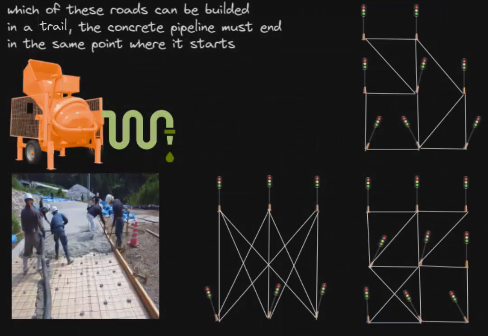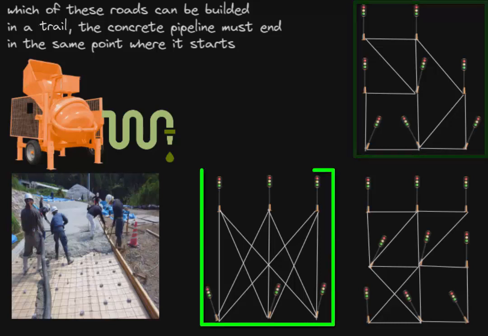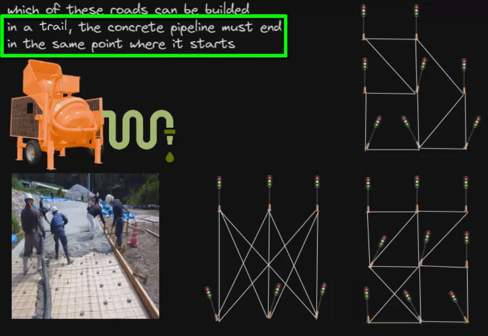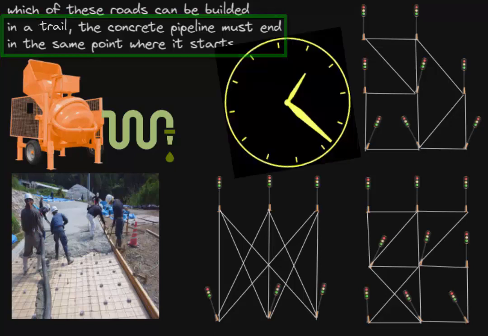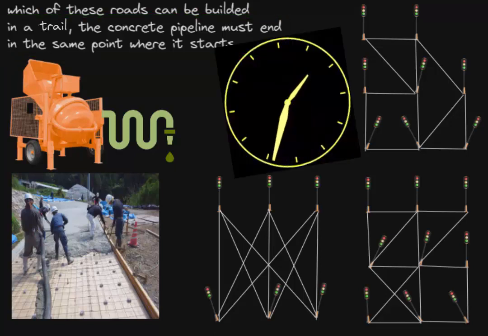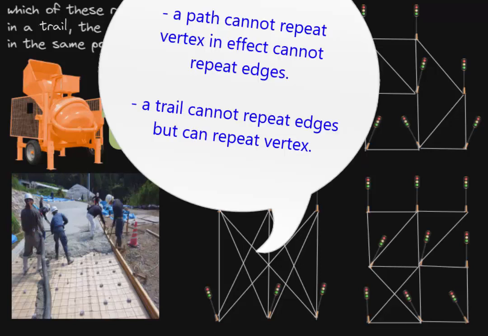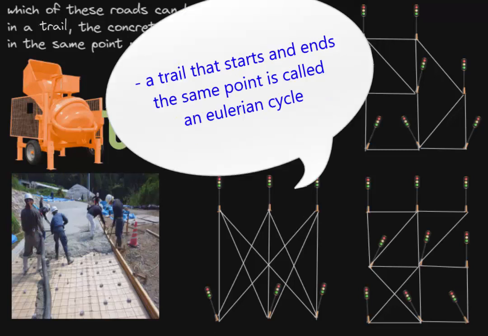Question 2. Let's suppose you enter the construction business and must choose a design to build a road in a single trail that starts and ends at the same point. Remember, a path cannot repeat vertices, hence edges. A trail cannot repeat edges but can repeat vertices. A trail that starts and ends at the same point is called an Eulerian cycle.